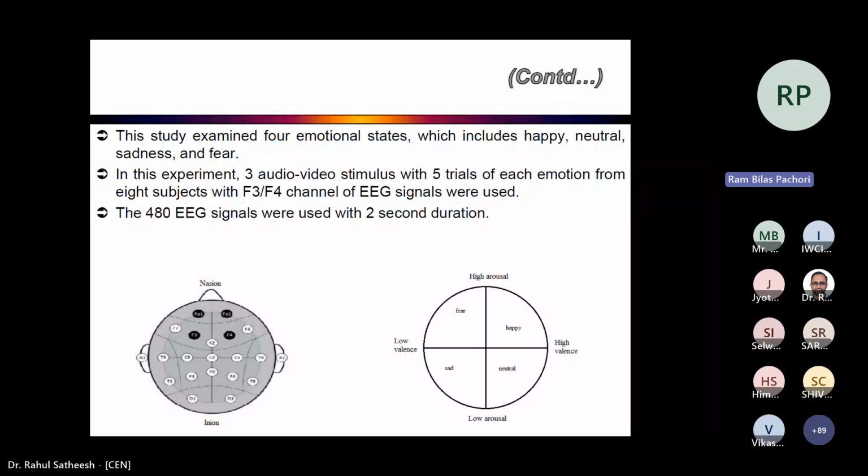So here you can see this is an EEG electrode cap, and F3, FP1, FP2, F4, these are the electrodes used for recording the EEG signal. And this shows the arousal-valence plot, or representation of the emotions: fear, sad, happy, neutral. Whatever 4 emotions we have considered, they are covering different regions of this arousal and valence block diagram or plane. Next slide, please.